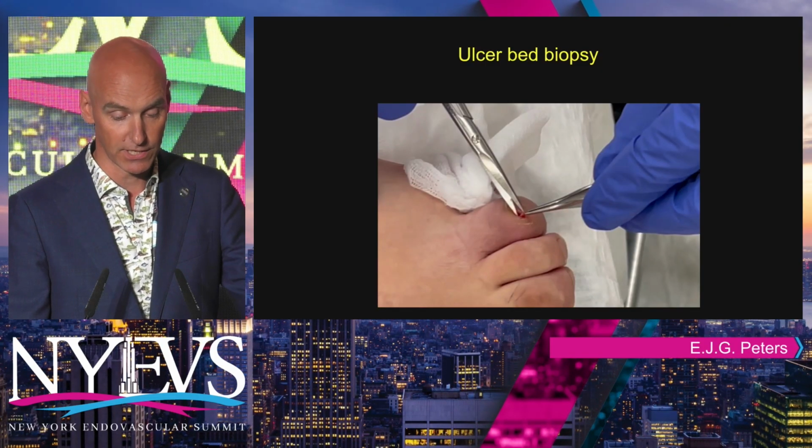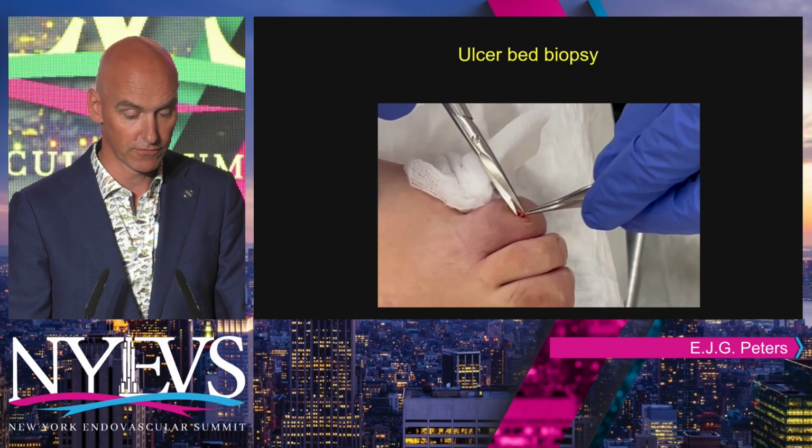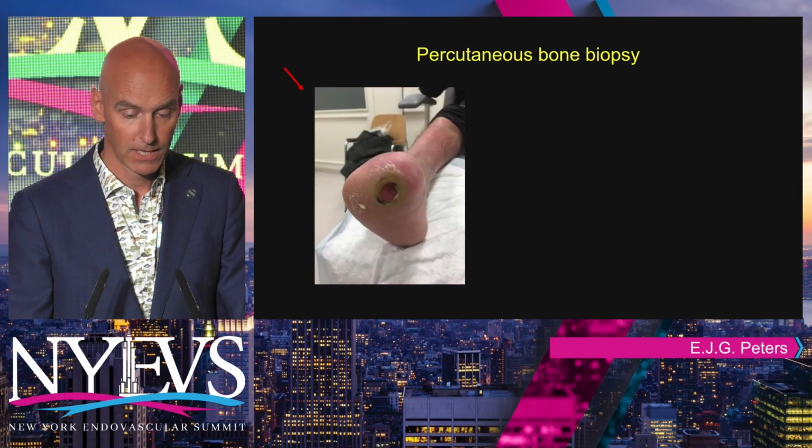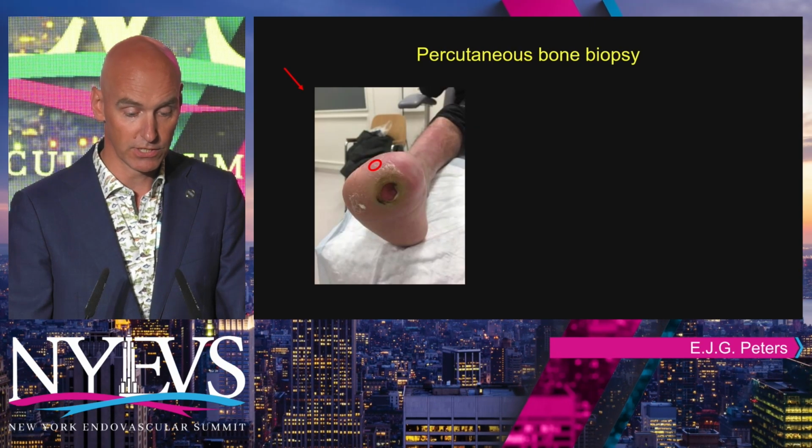This is how you take out a piece of the tissue for an ulcer bed biopsy. You debride first, then you rinse it, and then you just cut off a piece of the base of the wound.